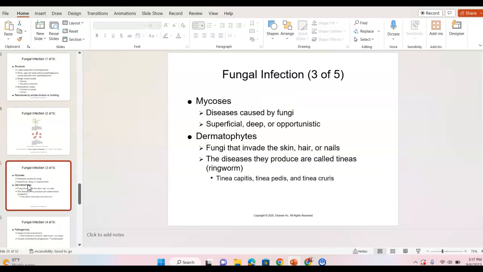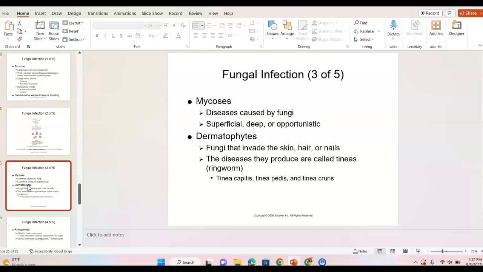Mycoses are diseases caused by fungi. Superficial, deep, and opportunistic are all examples. We see this with AIDS. You can have an opportunistic infection with mycoses. I've heard of fungal infections in people's blood, which I'm sure you've heard of too, which is very bad. It's very hard to deal with. And then superficial, which is something we're going to look at in just a slide or two.